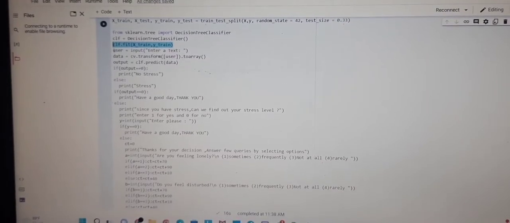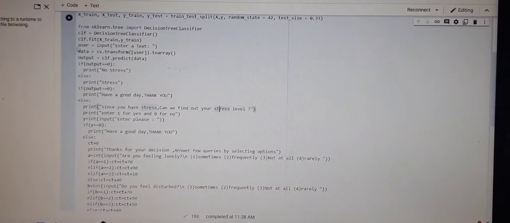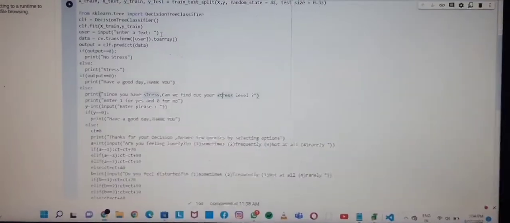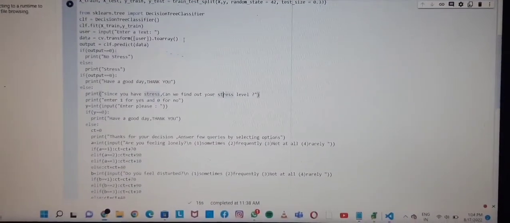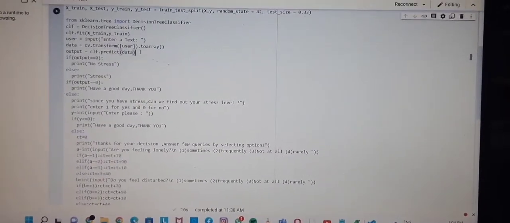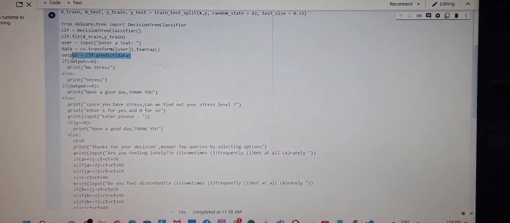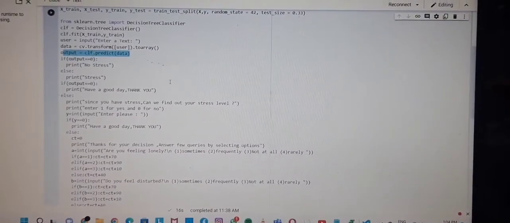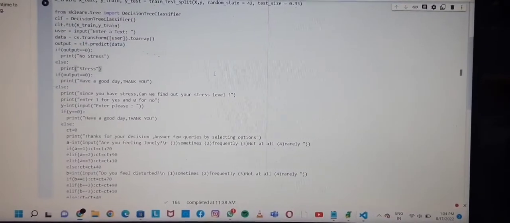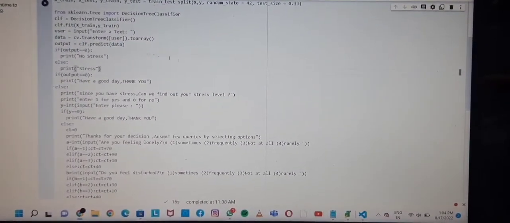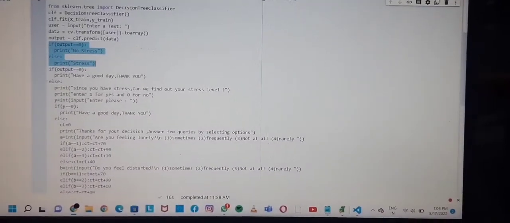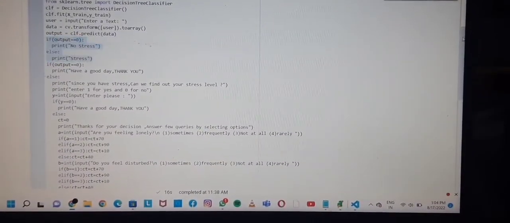At first we are taking an input from the user. The user is giving a sentence or word, so we are converting that into an array, and now we are predicting the data. Since in the dataset it is labeled as 0 or 1, 0 means no stress, 1 means stress. So we kept a loop here so that we can get the binary form as text format.